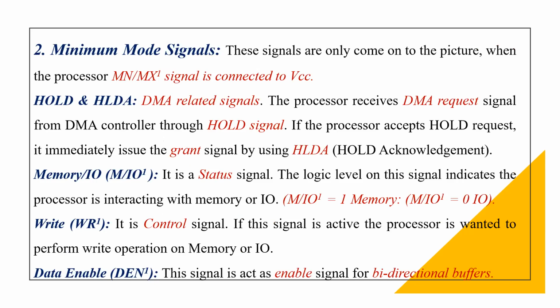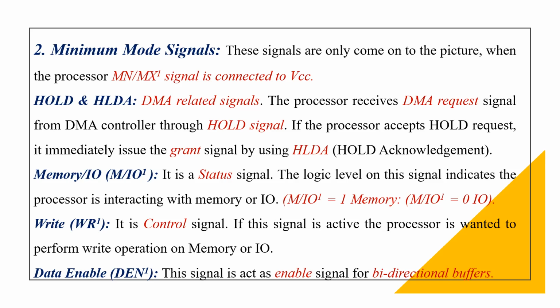Next, coming to the second category of signals, that is minimum mode signals. These signals come into the picture only when the processor operates in minimum mode. That is, when our signal 33, MN/MX bar, is connected to VCC. These are pin numbers 24 to 31. The functions of these 8 signals are somewhat different in this mode of operation. The first two signals are HOLD and HLDA. Basically, these two signals are used for direct memory access operation in our systems. That's why we can call these two signals the DMA related signals.